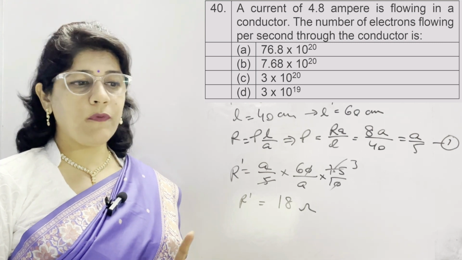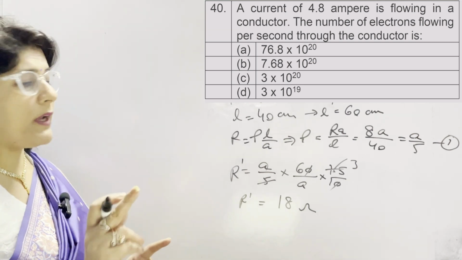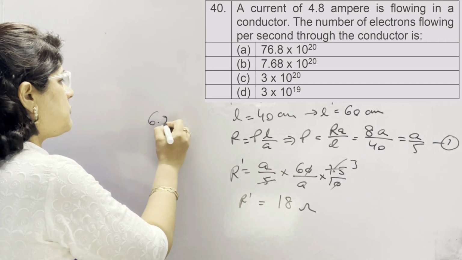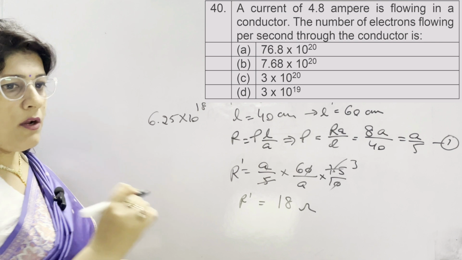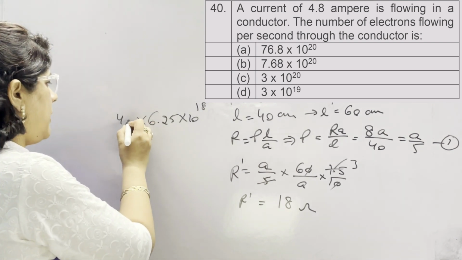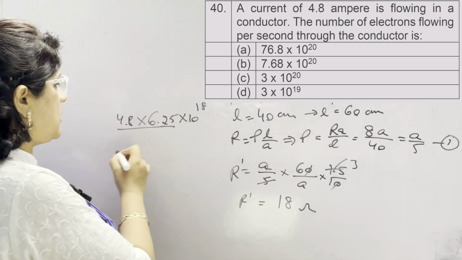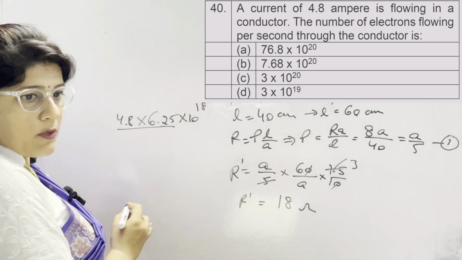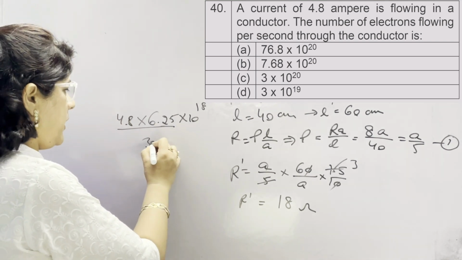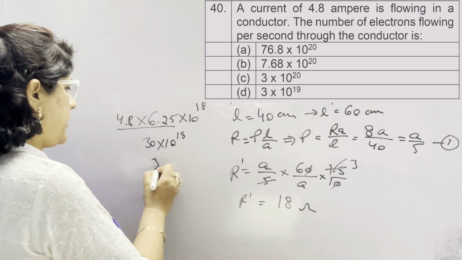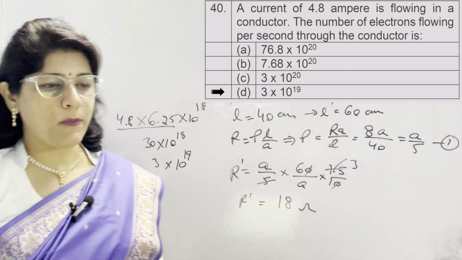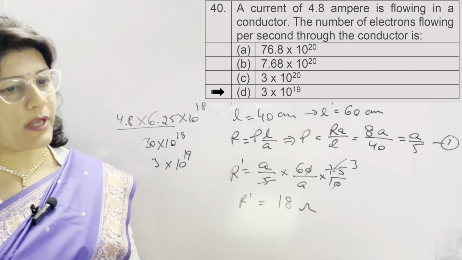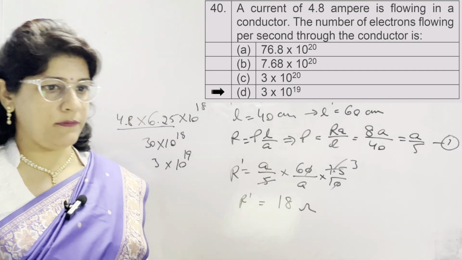We know that the number of electrons flowing per second for 1 ampere current is 6.25 into 10 raised to power 18. And here it is 4.8, so multiply by 4.8. If we multiply these two, we will get the value as 30 into 10 raised to power 18, and then we can write it as 3 into 10 raised to power 19, and the correct option is D, which is 3 into 10 raised to power 19.